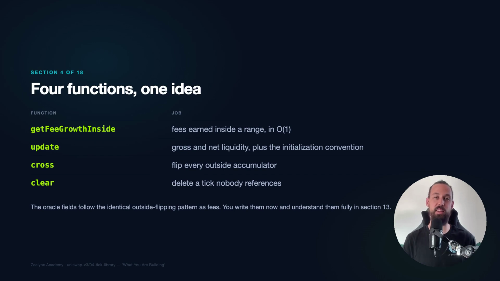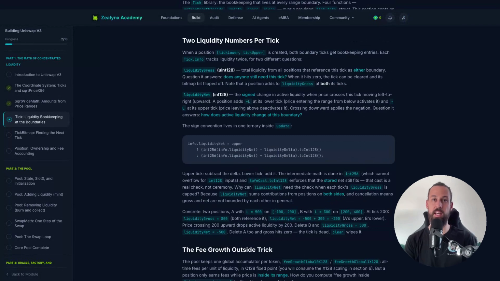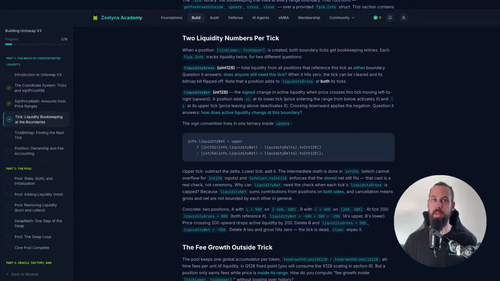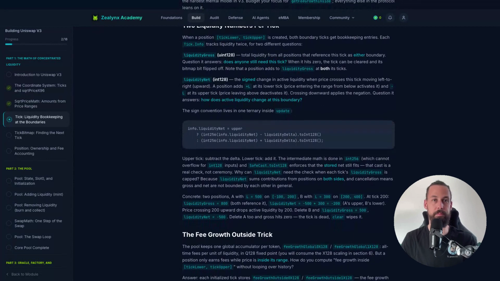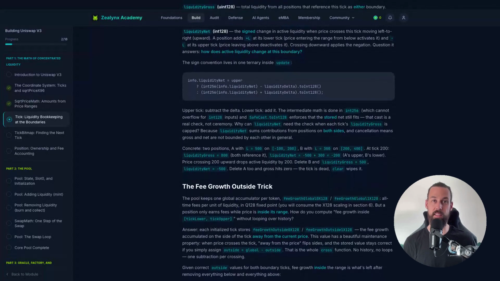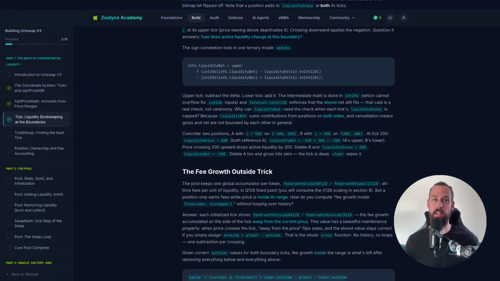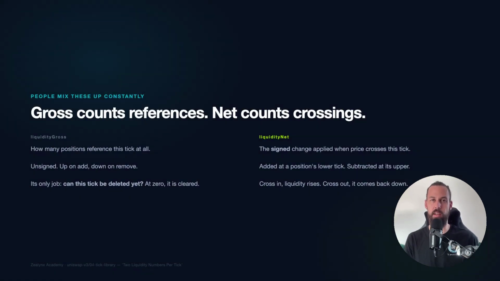Every initialized tick stores 2 liquidity numbers, and people mix them up constantly. Liquidity gross is how many positions reference this tick at all. It only goes up when you add and down when you remove. And its job is to answer one question: can this tick be deleted yet? When gross hits 0, nobody cares about this tick anymore, and it gets cleared.